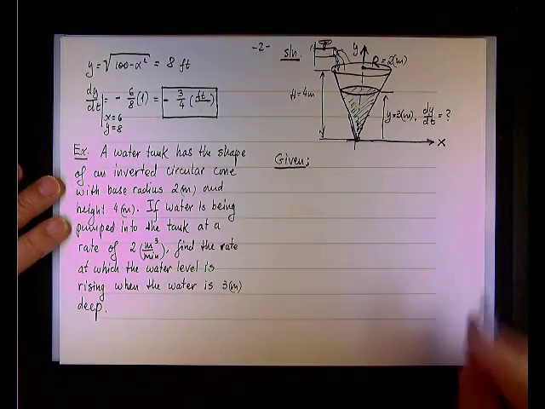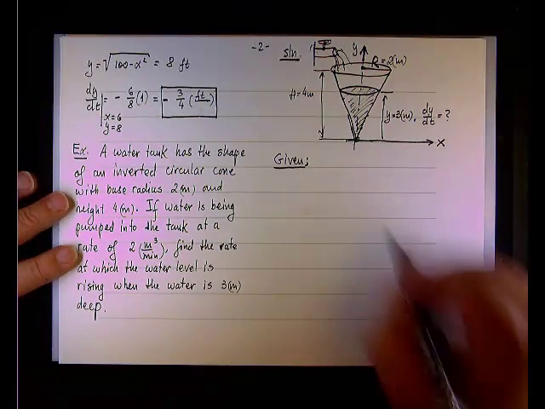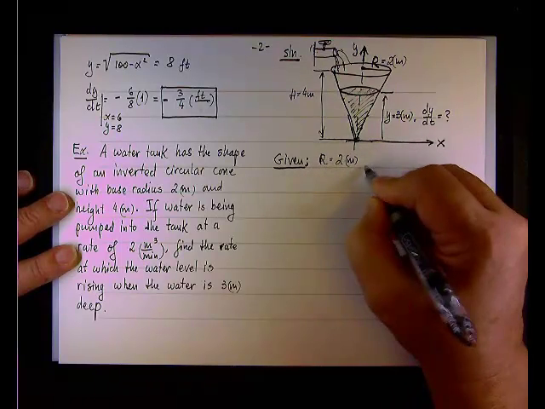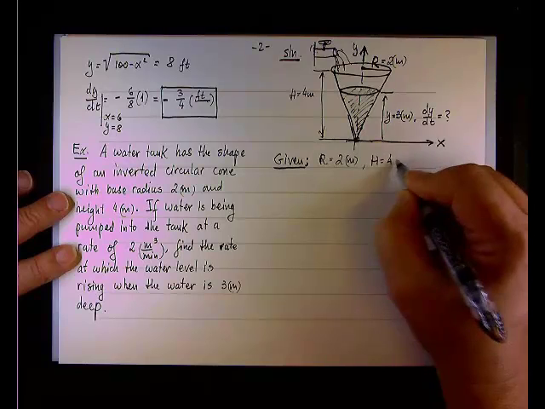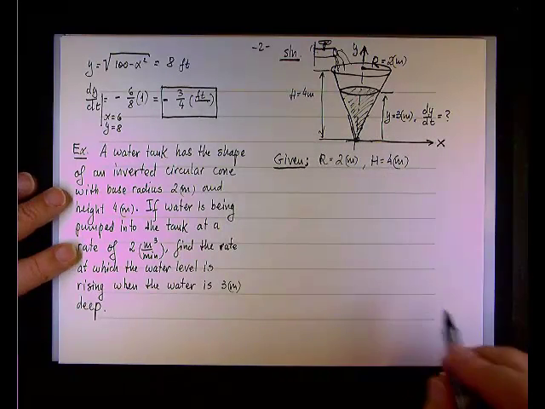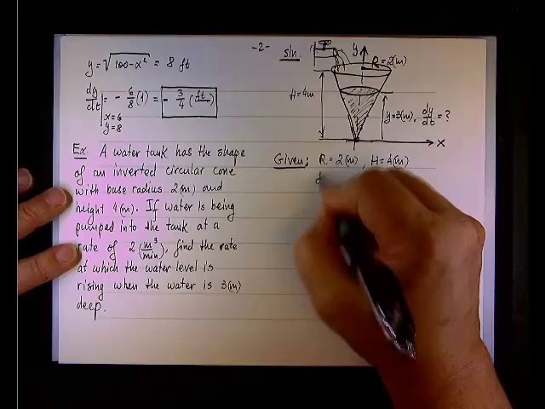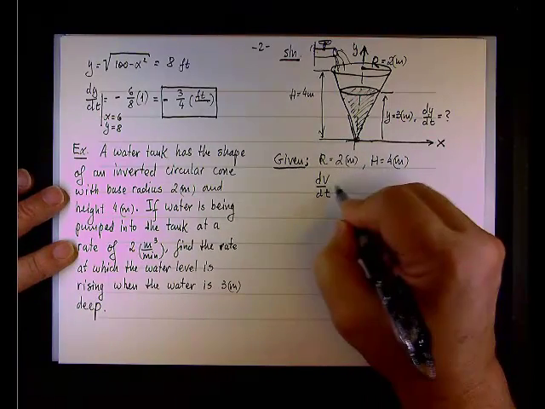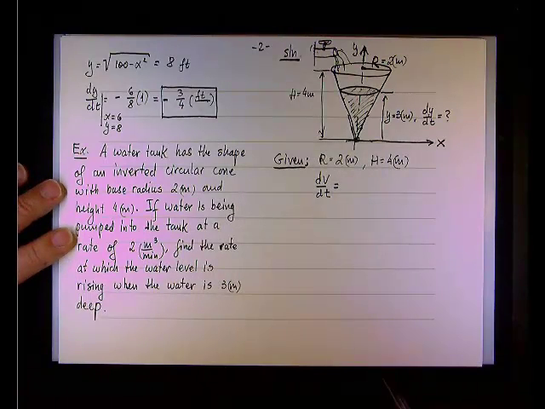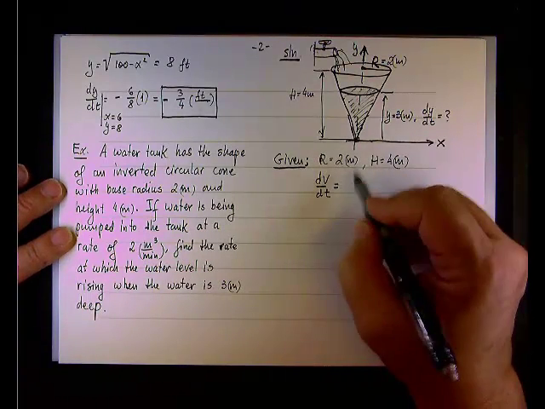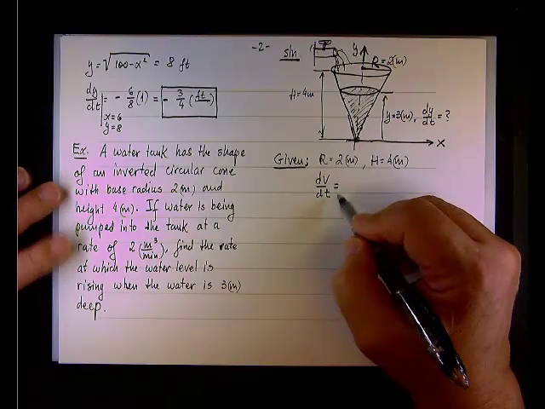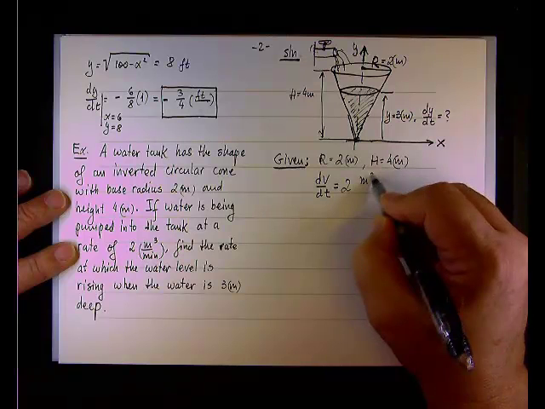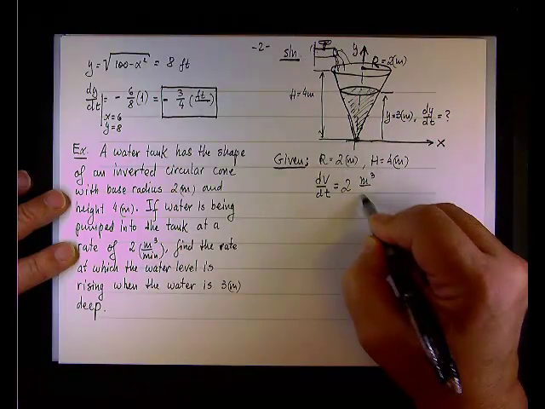Okay. So now we can look at what's given and what we need to come up with. So what's given, first of all, the physical dimensions of the tank. R equals 2 meter and H equals 4 meter. Also, what we are told is that the water is being pumped at the rate of 2 cubic meter per minute. Well, the volume is measured in cubic meter, the time in minutes. So dV/dt is 2 cubic meter per minute.